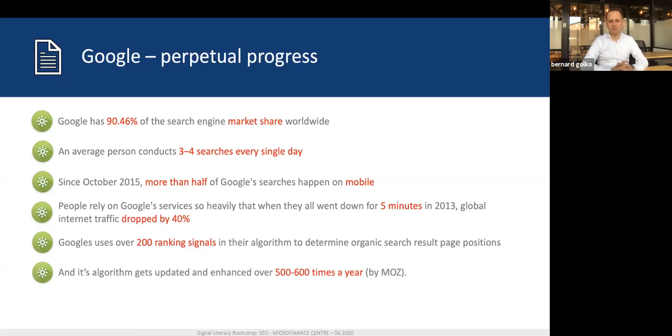The algorithm used to be changed 500-600 times a year. But take a look what happened last year. In 2019, the number of updates reached 3,000. So basically, right now, when it comes to black hat tactics, like buying artificial links or hacking the Google search engine, it is more and more complex.